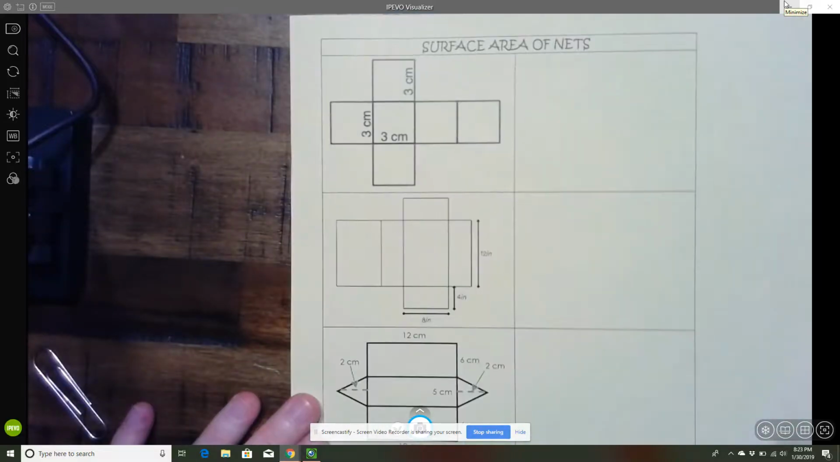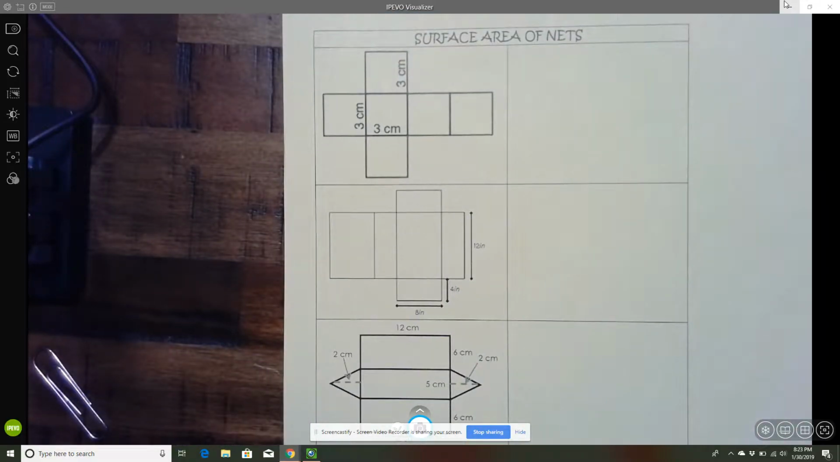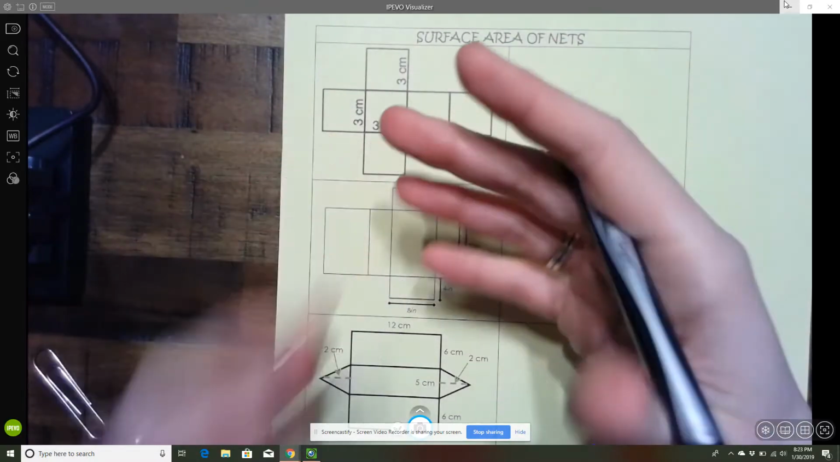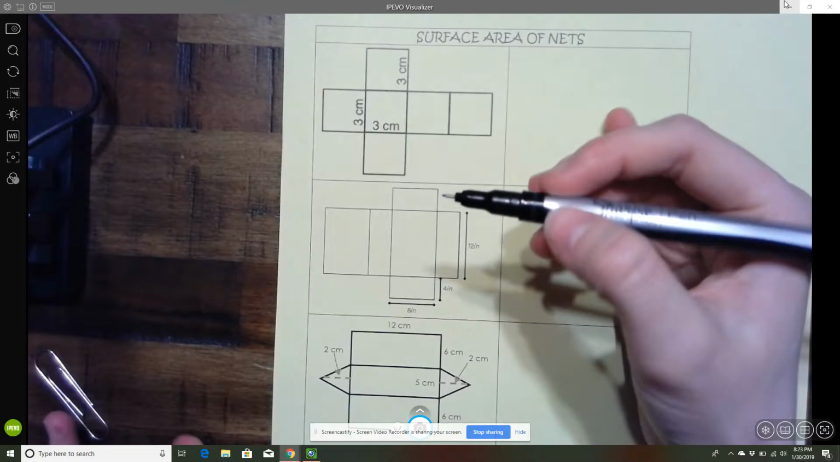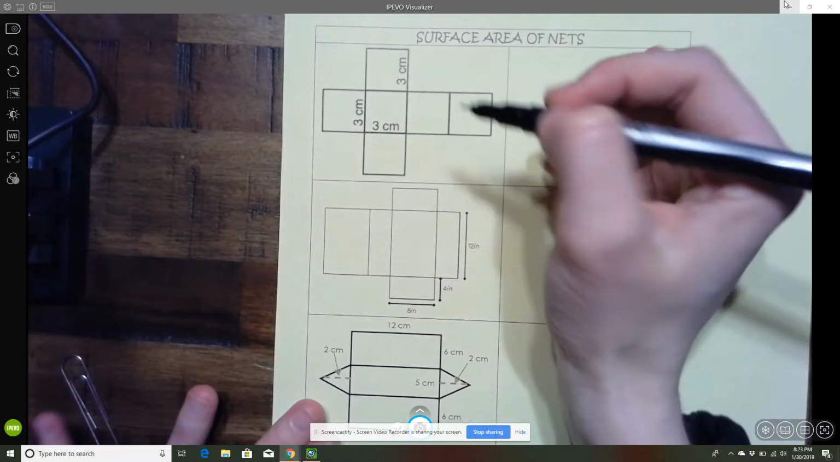This video is for the surface area of nets. So what we're doing is we're going to find the surface area of these nets. And when you fold these up, they'll make a shape. So what you're going to do here is you're just going to find the area of each shape in the net.